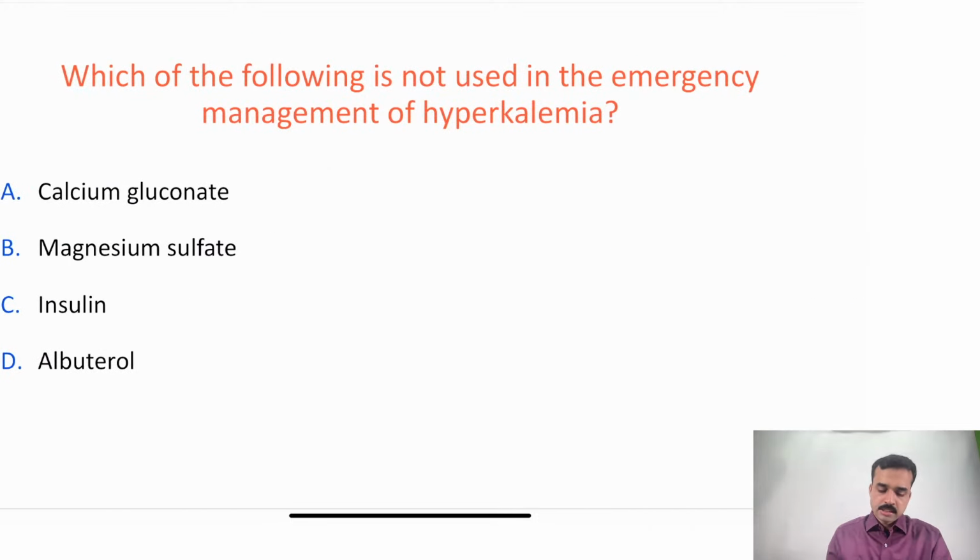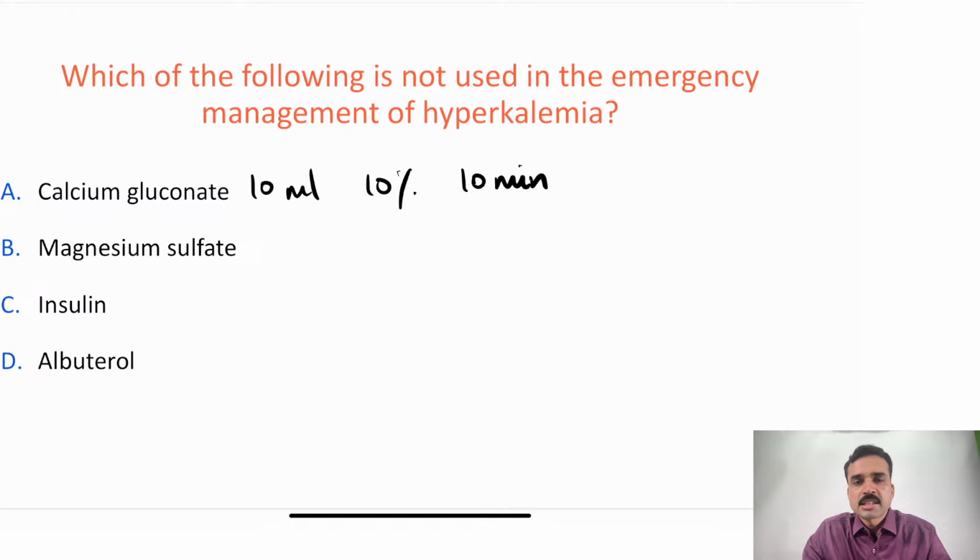Okay, so which of these is not useful for management of hyperkalemia? This is again an emergency-based question, and these are very common in INI. So for hyperkalemia management, remember everything is 10. You give them 10 ml of 10% calcium gluconate over 10 minutes. Okay, this is not going to do anything to the potassium levels. It's only going to stabilize the cardiac membrane.